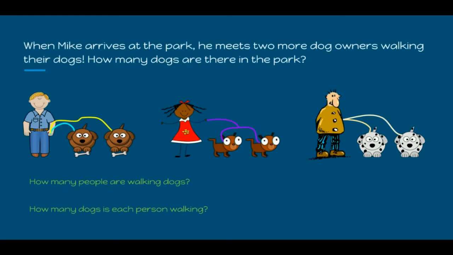When Mike arrives at the park, he meets two more dog owners walking their dogs. How many dogs are there in the park? Well, let's consider two questions before moving on. How many people are walking their dogs? And how many dogs is each person walking? You might want to pause here just to take a little time to discuss with your mentor and count up in the picture.